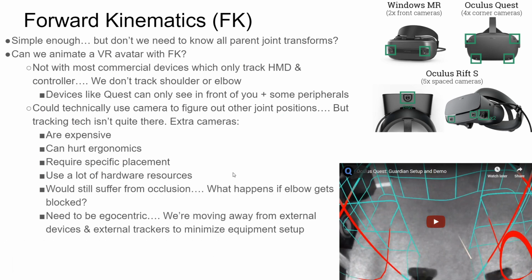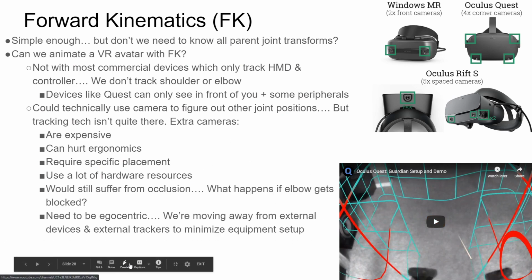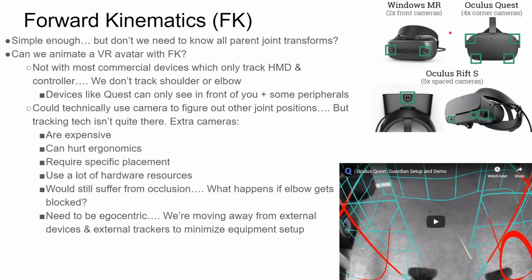You can't really use external cameras in general anymore, because we're moving away from external trackers. We want to minimize hardware setup. A common complaint in VR in the initial days of the Vive and the Oculus Rift was that there were too many wires and too many things to set up. The Oculus Quest is convenient. It doesn't really have anything that needs setting up.